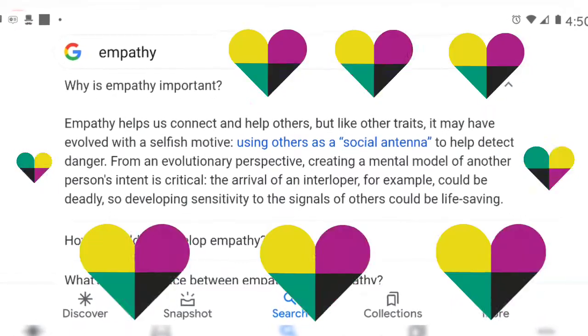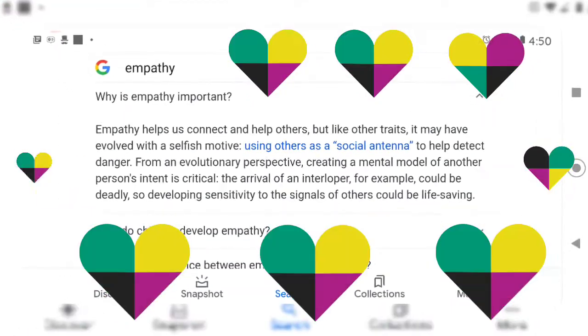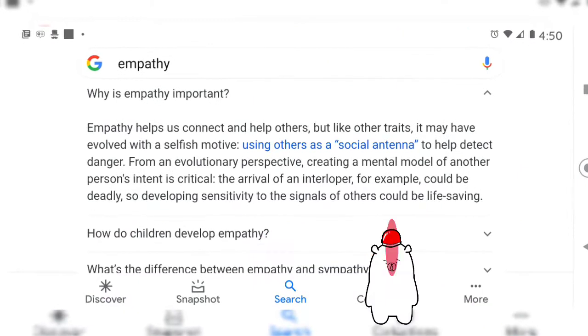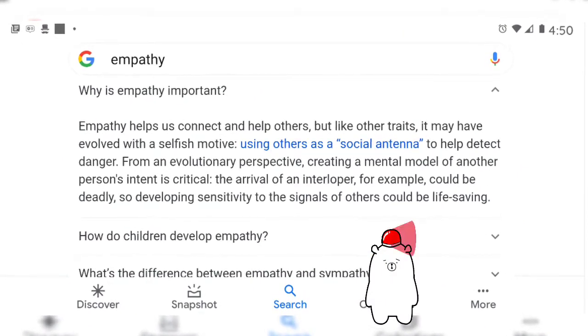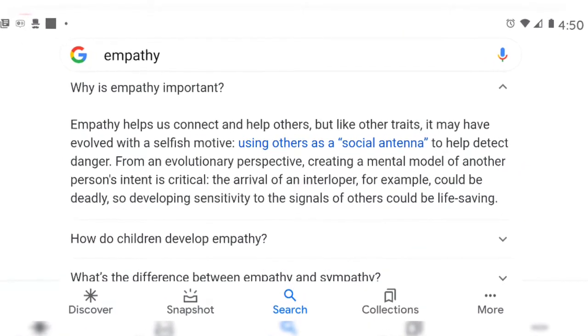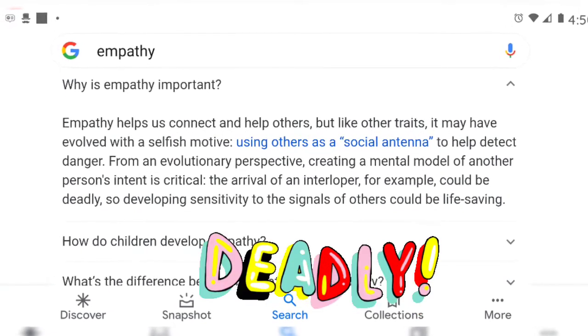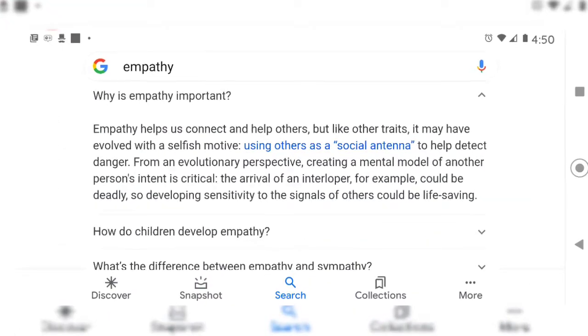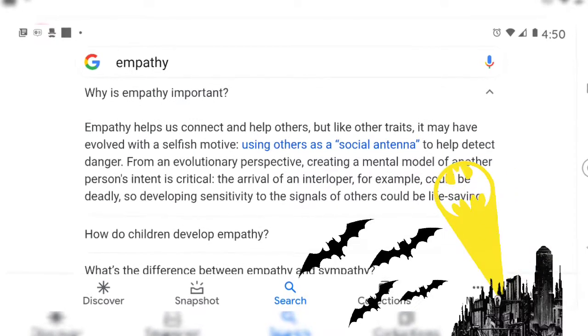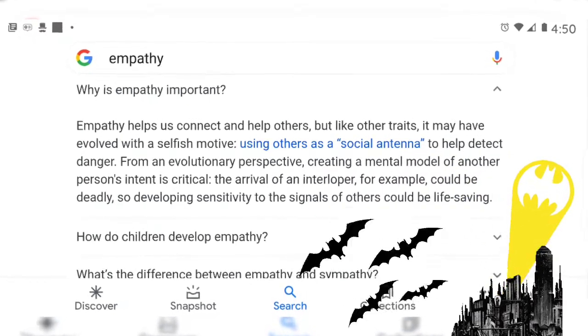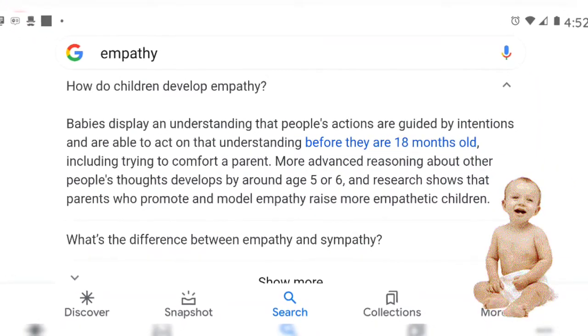From an evolutionary perspective, creating a mental model of another person's intent is critical. The arrival of an interloper, for example, could be deadly. So developing sensitivity to the signals of others could be life-saving. How do children develop empathy?